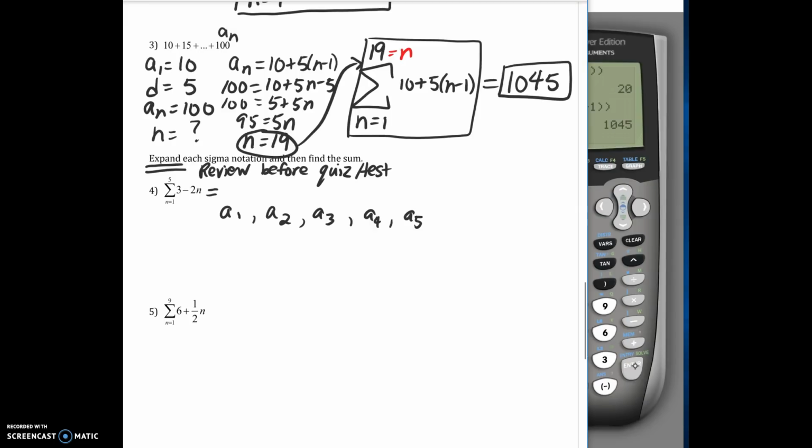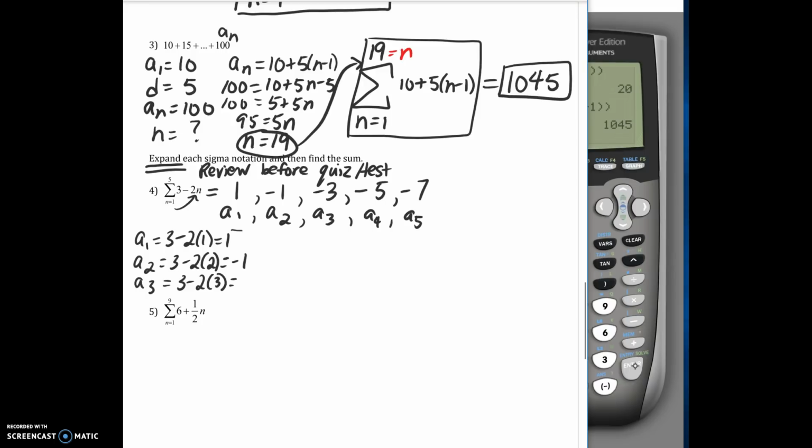So I'm going to start with A1. So that means I'm plugging in 1 into here, and I get an answer of 1. So A1 is going to be 3 minus 2 times 1. A2 is going to be 3 minus 2 times 2, which is going to give me negative 1. And I keep that process, A3, 3 minus 2 times 3, which will give me negative 3. And I'm not going to write out the last two. You don't need to write this out down here. But this is the expanded format.